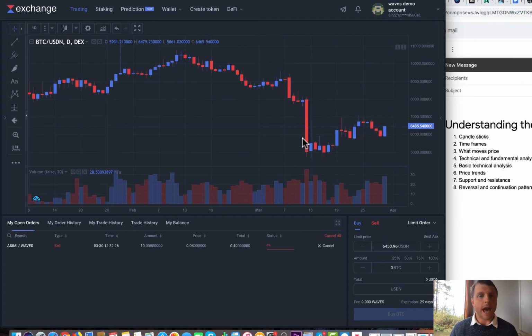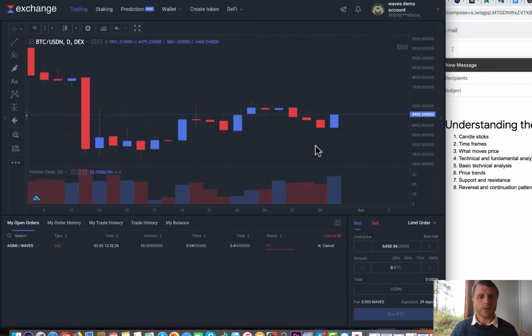So let's talk about how a candlestick is created. Each candlestick is created with an opening price, all of the activity during that time frame that's set, and then a closing price. And so a candlestick, if we zoom in a little bit again, all right, let me just zoom in a bit.